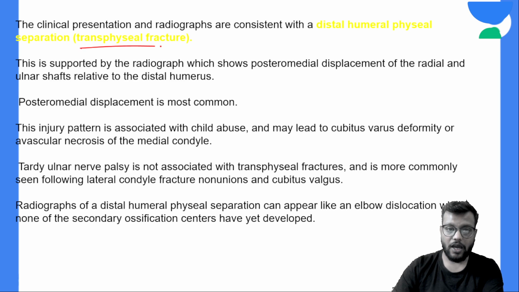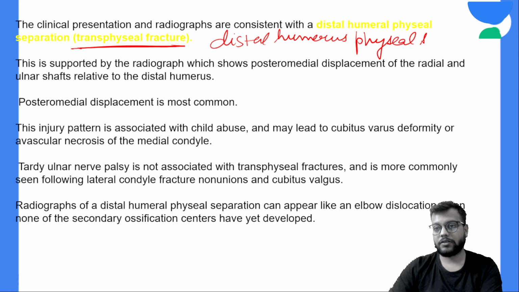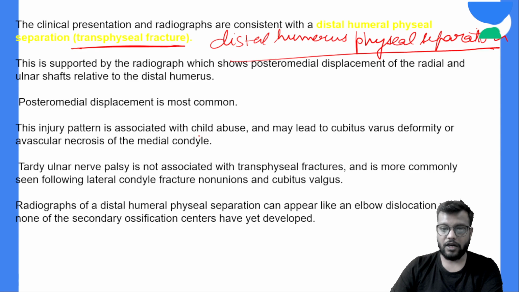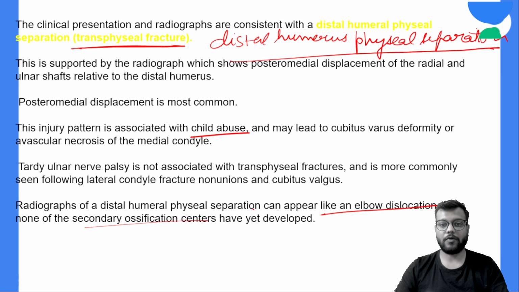which is the transphyseal fracture or the distal humerus physeal separation. Okay, it is very common in child abuse. And it appears like an elbow dislocation because secondary ossification centers have not yet developed. Okay, so this was about this question.